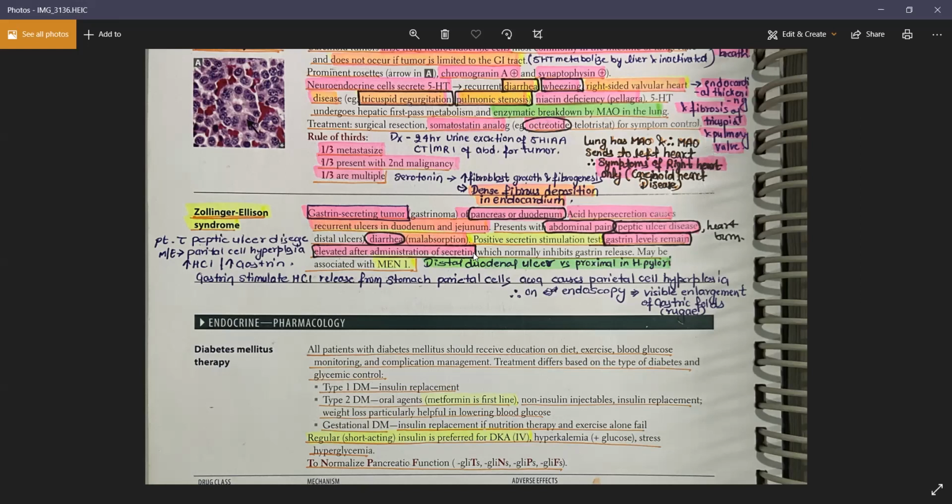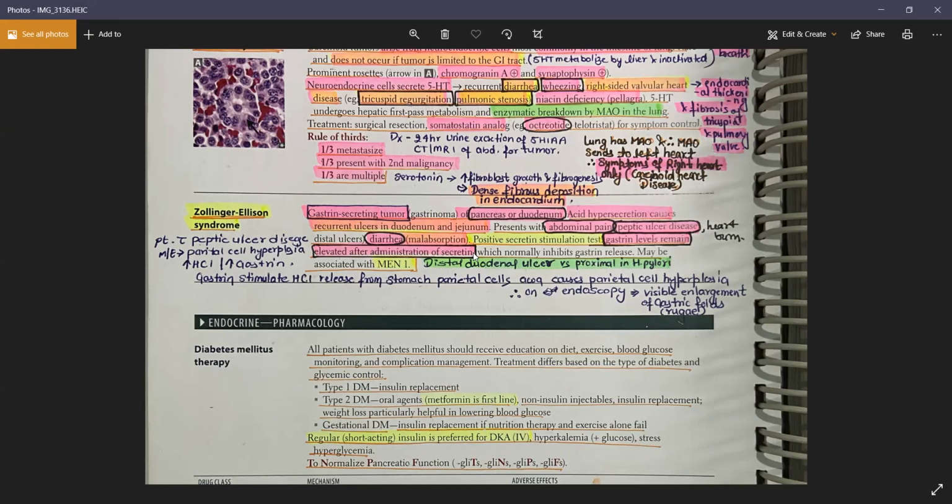Like it starts an autocrine system, like it is secreting. Yes, exactly. Or an autocrine loop, isn't it? Yeah, something like that. You can say it. But just remember one fact.